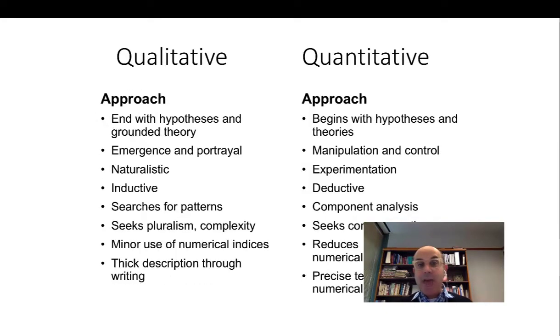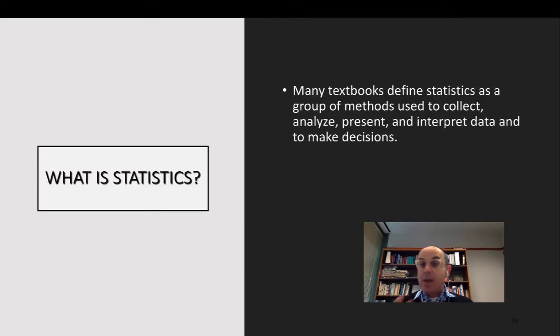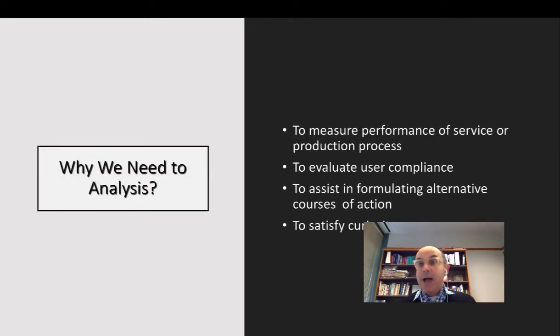So again, I gave some summaries and approaches to what it is. But back to our basics. What is statistics? The definition in many books is usually that it's about collecting, analyzing, presenting, and providing interpretation to help make better decisions. This is the idea of statistics. So why do we need to analyze? Why are we making so much fuss about the statistical procedures that we took on?